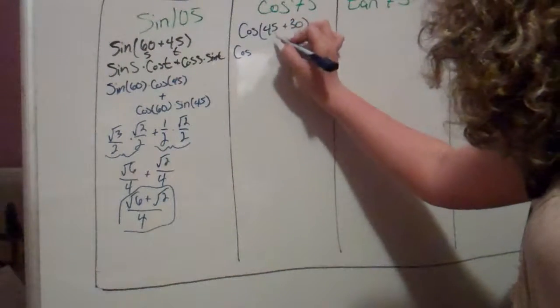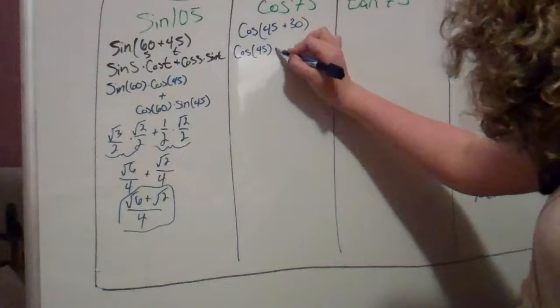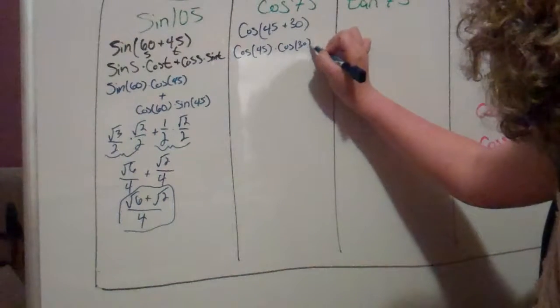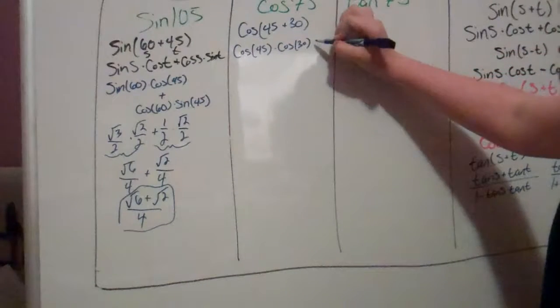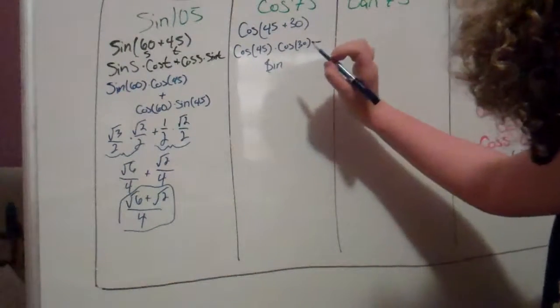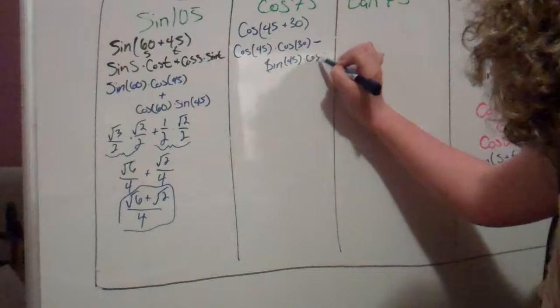Cosine of s, which will be 45, multiplied by cosine of t, which is 30. Go back, Josh. We will not be using the addition sign based on our equation. We'll be using subtraction. Sine of s times cosine of t.